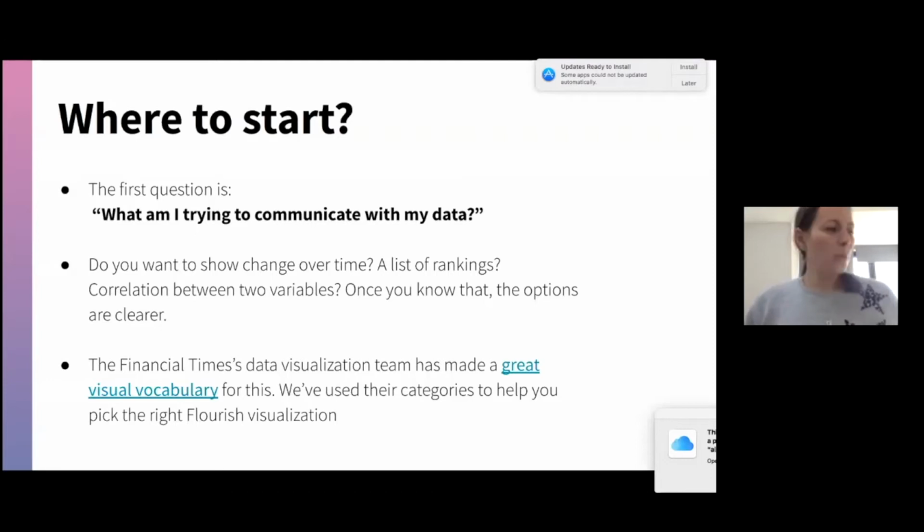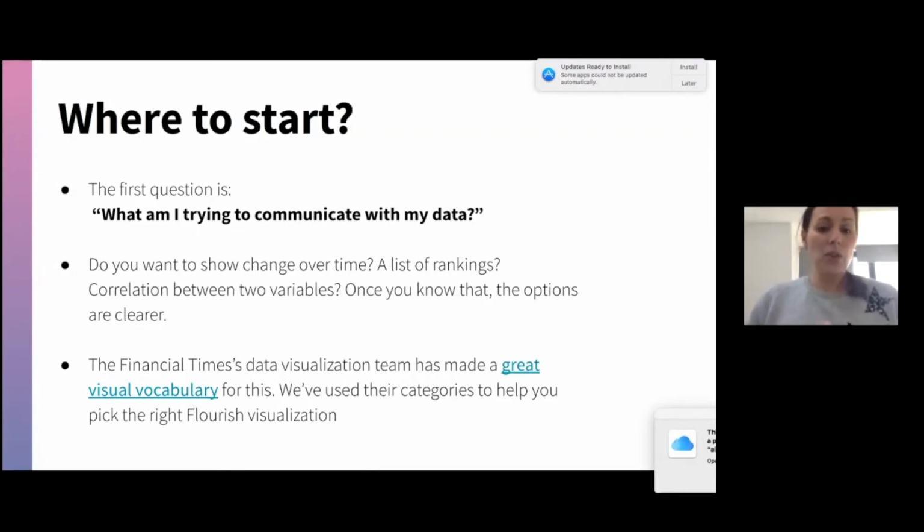The main thing that I always say to everyone, where do you start? The first question that you should always ask yourself is, what am I trying to communicate with my data? What am I trying to tell people? What's the relationship that I'm trying to show people? And this will help narrow down the number of options you have for the different chart types.